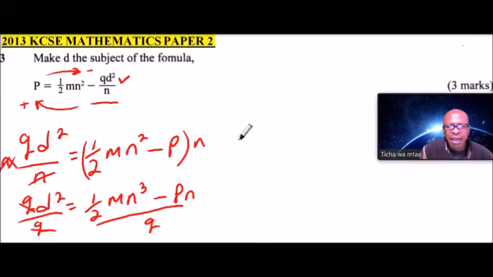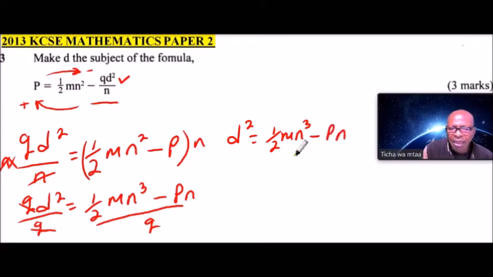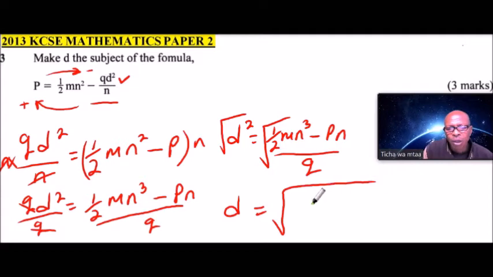Then we have d squared equals, now we will have a half mn cubed, and then we have minus pn all over q. Because we want to have d on this side, we get the square root of both sides. So we have d equals the square root of a half mn cubed, and then we have minus pn or np, whichever we start with is okay. Then you divide by q.